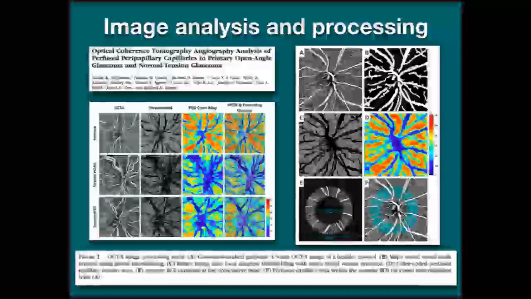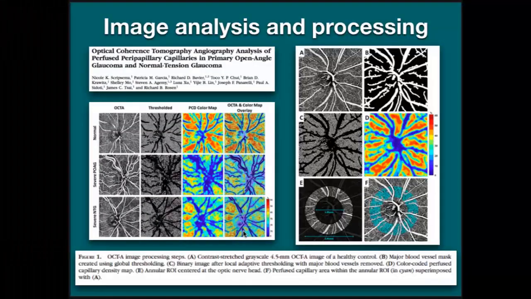For example, here's a paper that looked at OCT angiography in different types of glaucoma, and it's a very, very nice paper, and it shows that in the normal eye you have very high capillary density around the optic nerve, and in primary open angle glaucoma and normal tension glaucoma, you see a big dropout in capillaries around the optic nerve head. However, there is no OCT that will produce those images for you.